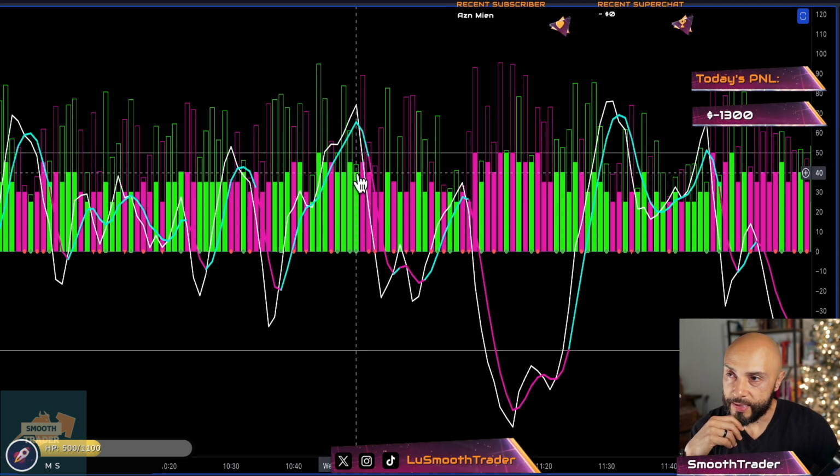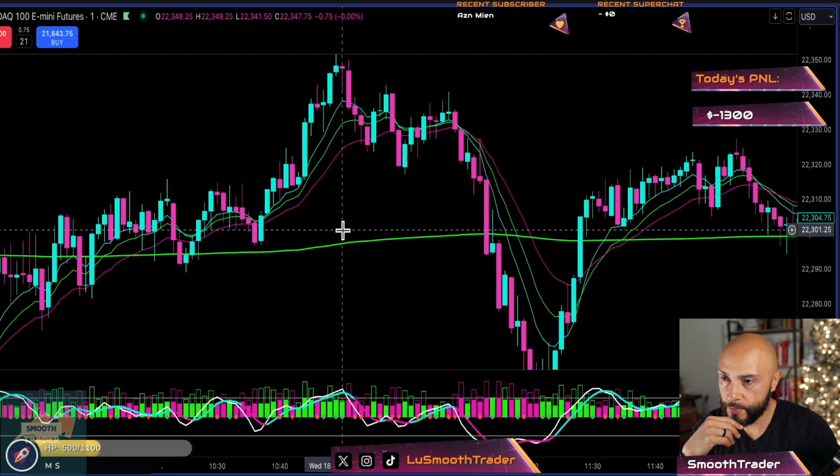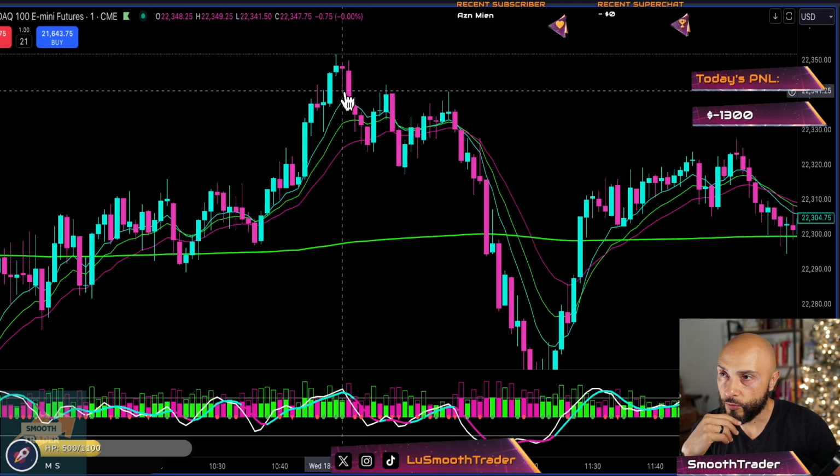So when we see something like this, when we see this crossover, first we see this candle, the crossover happens afterwards. So when we see this candle at 1050, let's go to our chart now and take a look at the chart. Okay, so that corresponding 1050 candle is right here.